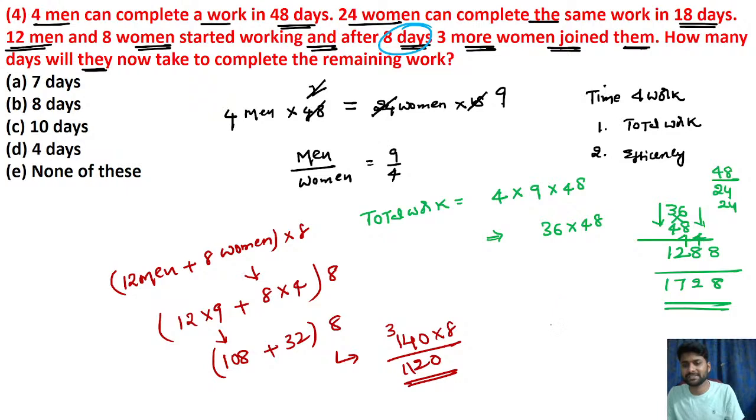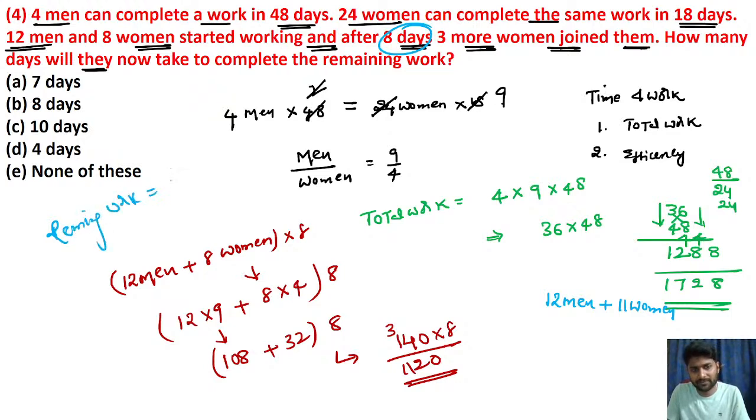Now 3 more women joined. Now we have 12 men, and 3 more means 11 women are now working. Now identify what the remaining work is. The remaining work is 1728 out of which 1120 units are already completed. So we are left with 608 units. Sorry, it's 1120 completed. Now here 12 men.